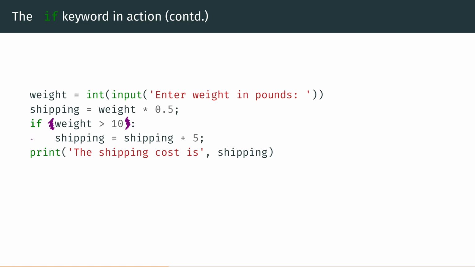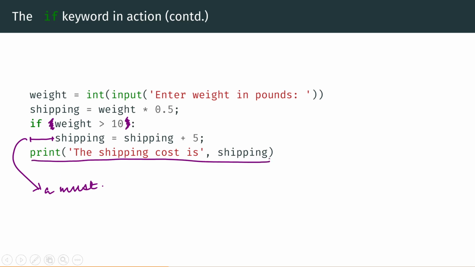You see this space right here? This is mandatory. This is a must. You must have this. Okay? If the weight is greater than 10, then shipping equals shipping plus 5, which is add $5 to the shipping cost. Okay? And then finally, we print the shipping cost, which is the statement right here. The shipping cost is shipping.